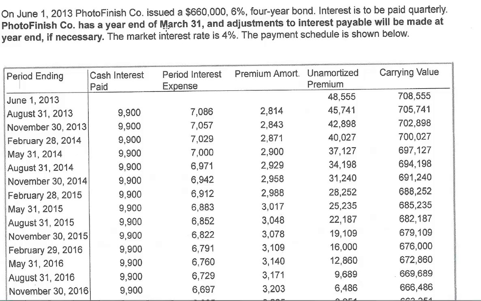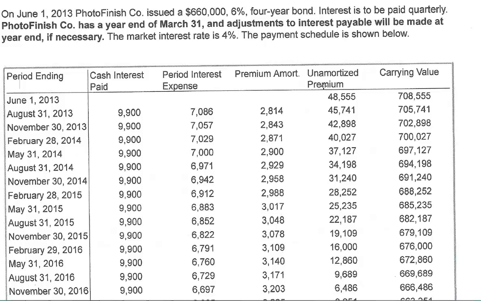Now it says the company has a year end of March 31st, and adjustments to interest payable will be made at the year end if necessary. In this case, it's necessary because the interest payment date and the year-end date are not the same. So the market rate is 4%. Because the market is paying less than our bond, we have a premium bond. So you can see when we set up the column headings here, we're setting up premium bonds.